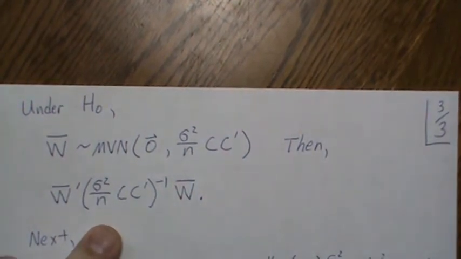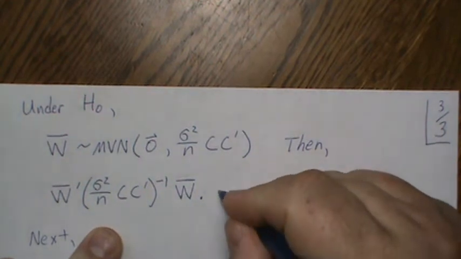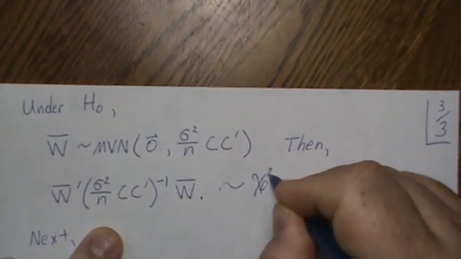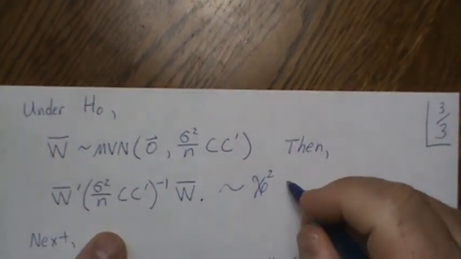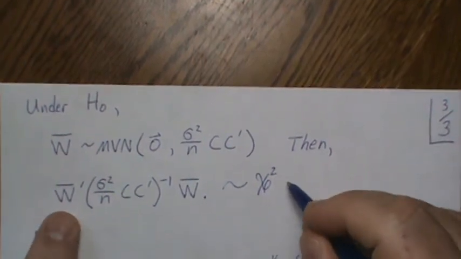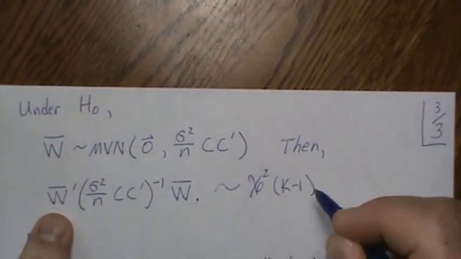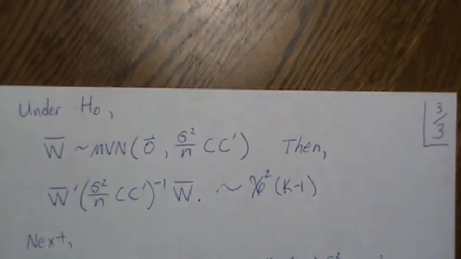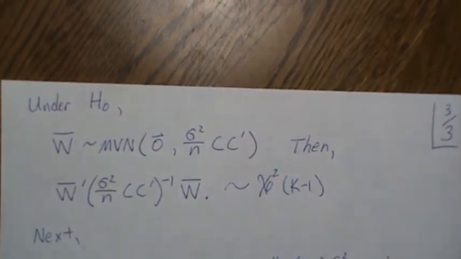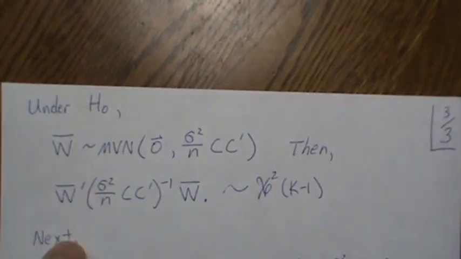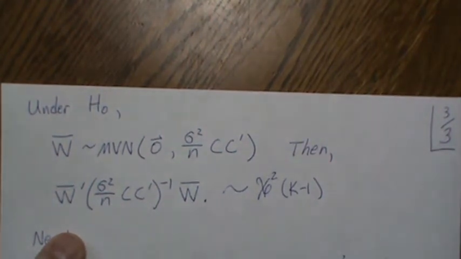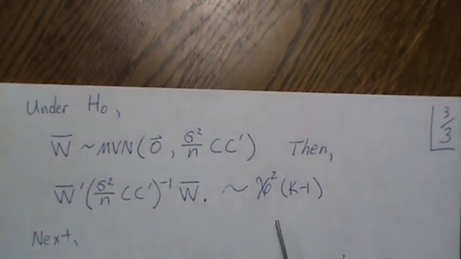So this is a chi-squared with k minus 1 degrees of freedom. So it's a central chi-squared. And I actually have several videos on quadratic forms. I have a playlist called Quadratic Forms where we discuss this particular result.